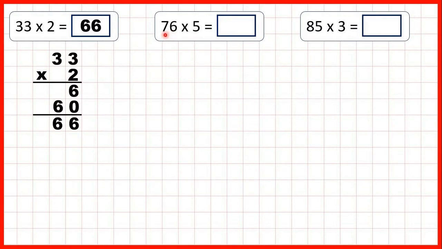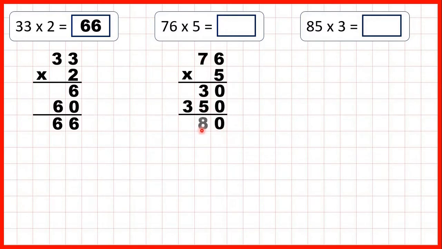So now let's try 76 times 5. Again, we can set the question out with our 2-digit number on top, and we'll need 2 answer lines. On our first answer line, remember we're multiplying the ones digit, and 6 times 5 is 30. Then on our second answer line, we can write a 0 on the end, so a 0 in our ones place, and 7 times 5 is 35. So now we just add up our answer lines, and that gives us 380.